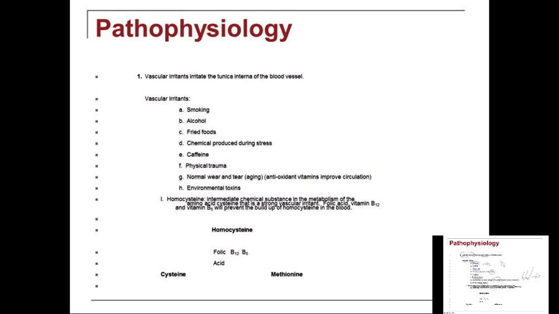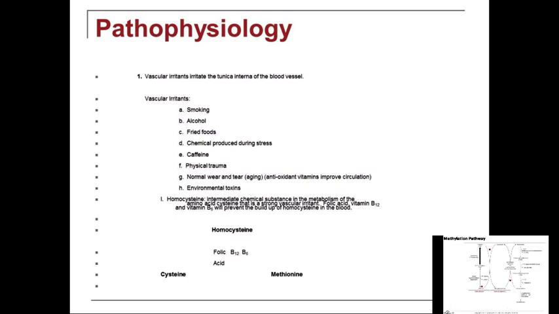Environmental toxins and homocysteine levels. You know, when we think of homocysteine, it sounds like cysteine. I'm going to show you what's involved. And then we have to talk about B6, B9, and B12. We'll talk about cysteine and methionine right now.